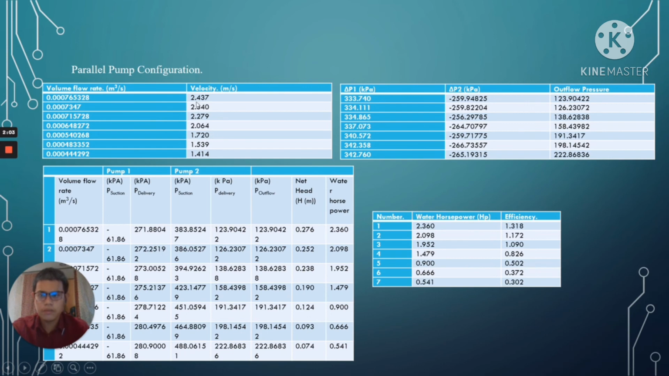Next, the parallel pump configuration. Firstly, we calculated the velocity of the parallel pump configuration, and we have taken the outflow pressure based on the lowest delivery pressure that has been given, which is at pump 2. We have calculated the net head and the water horsepower. The data has also been calculated in our report. This is the efficiency of the parallel pump configuration.